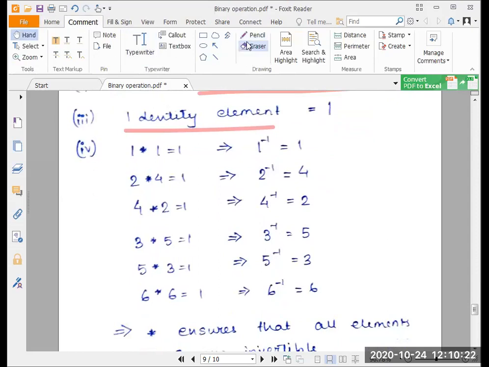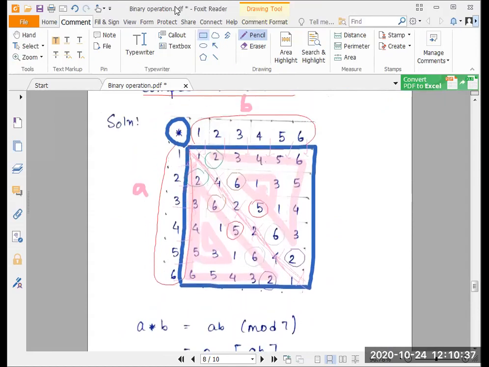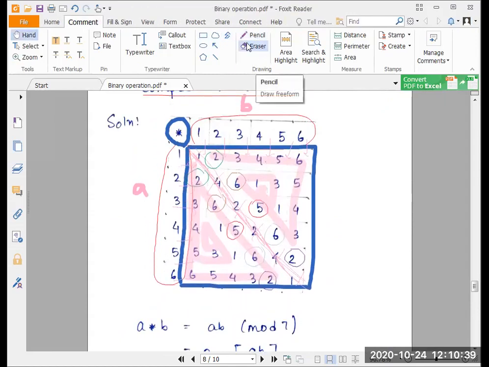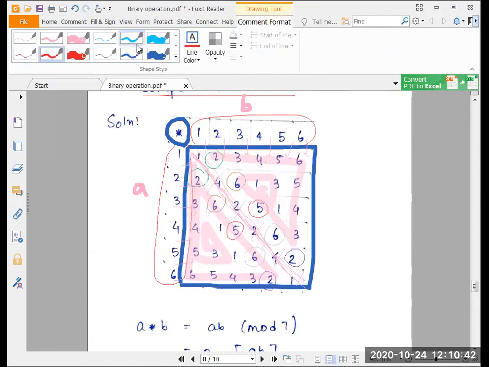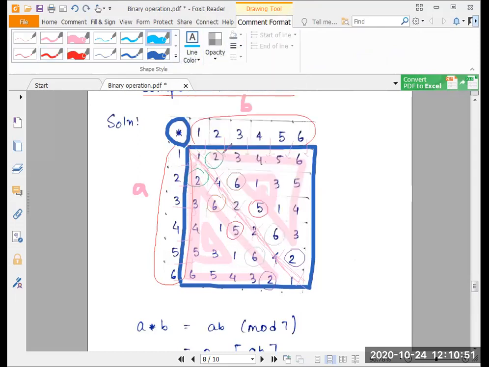So here I look at every element. So let's say I find in the composition table that 1 star 1 is 1, 2 star 4 is 1. So what I do is I look at all those elements which result in 1. So let me just mark them for you. So let's take a different color pencil. Let's take this color, it's a beautiful color. So that's too thick. That should do it.